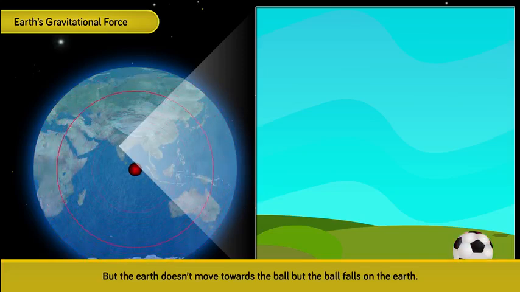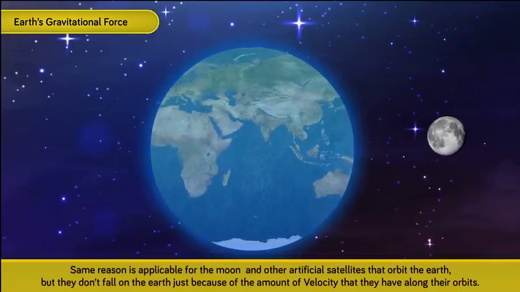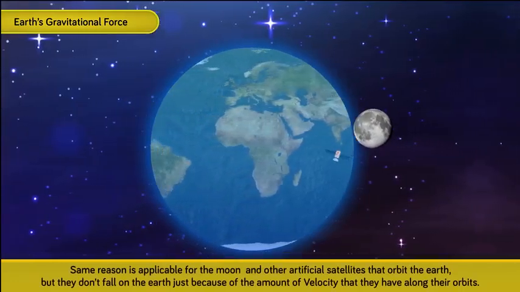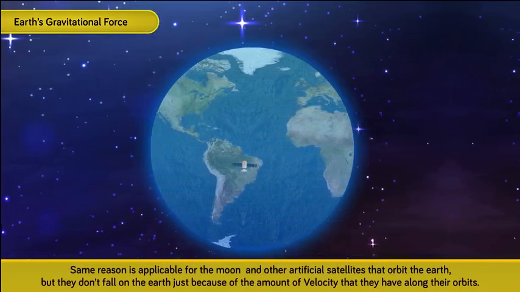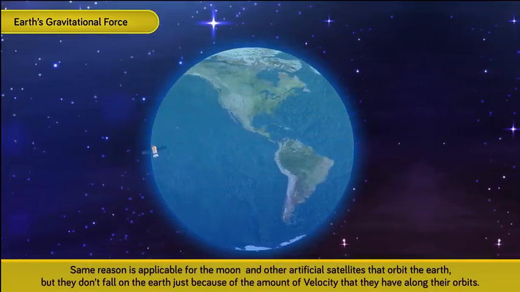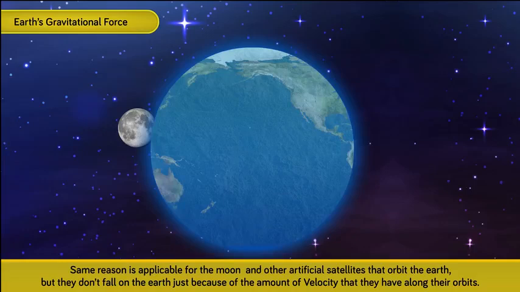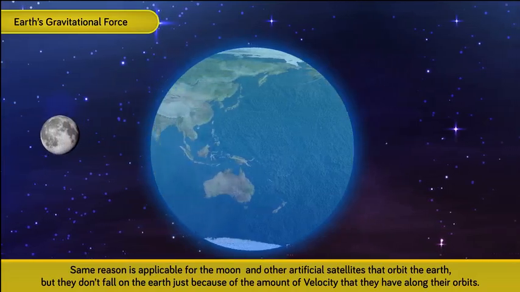The same reason is applicable for the moon and other artificial satellites that orbit the earth, but they don't fall on the earth just because of the amount of velocity that they have along their orbits.